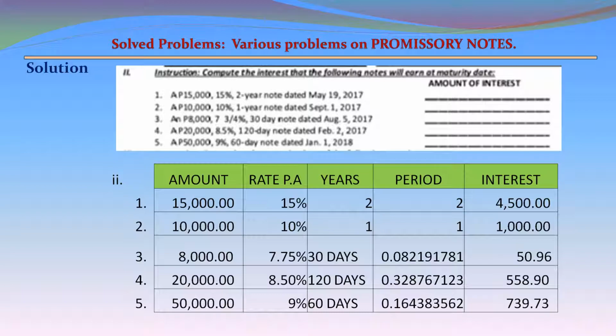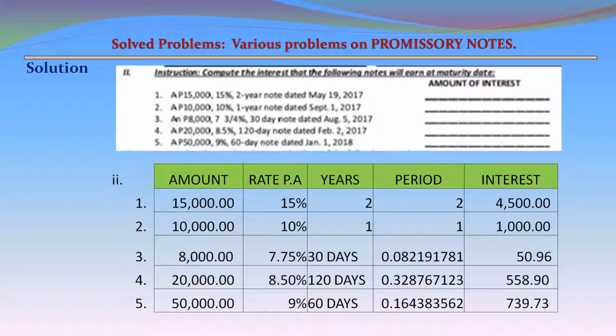1. 15,000, rate 15%, 2 years, period 2. Interest amount 4,500. 2. P10,000, 10% rate, years 1, period 1, and interest amount is P1,000. 3. P8,000, 7.75%, 30 days, 0.08 period in years. The interest amount is 50.96.